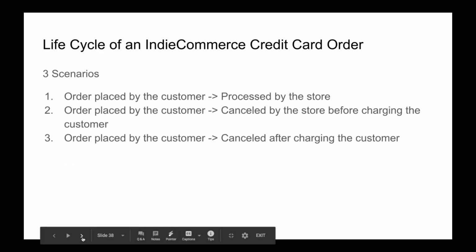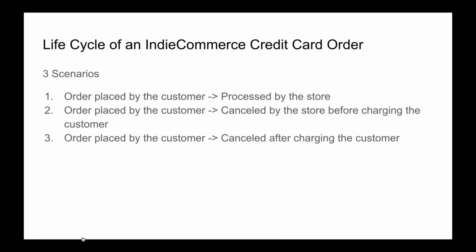So before, to better understand what happens with credit card processing on the IndieCommerce site, I thought it would be good to go over what we call the life cycle of an IndieCommerce credit card order. We will look at three scenarios. Order is placed by the customer and then it is processed by the store. No surprises there, it's a simple order. Next, order is placed by the customer, but the store cancels it even before the customer is charged. Now what happens? An order is placed by the customer and then it is canceled after the customer is charged.